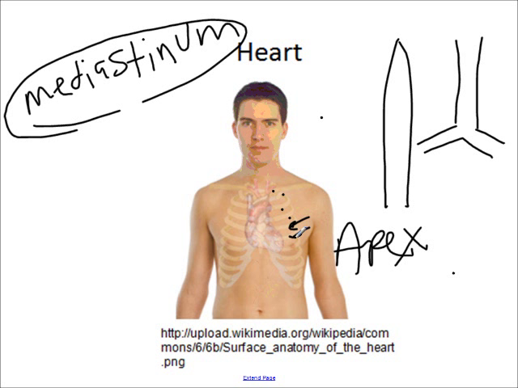Why is that important to understand? Well, when you're going to learn how to put leads on an EKG, you're going to go down on the average person to the fifth intercostal space and place leads all the way around to the midclavicular line and so on, when you're measuring the electrical activity of the heart.